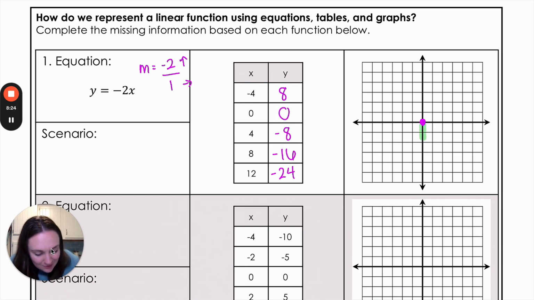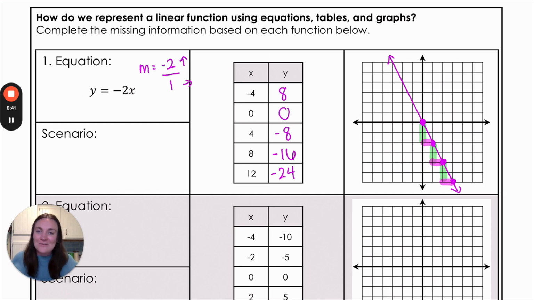I'm going to be going down 2 over 1, and I'm going to pause here and make the rest of my line. Okay, so we know how to graph given that equation or that table. So the last thing to add in is a scenario. So what is a scenario where we'd be multiplying by negative 2 for each thing?